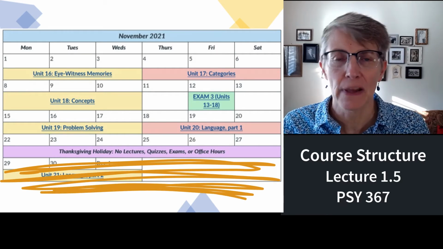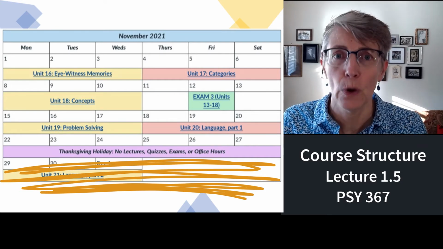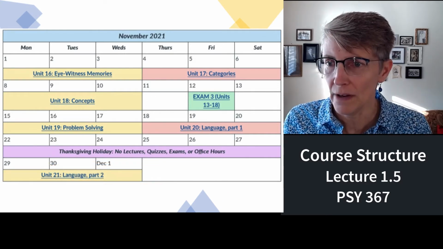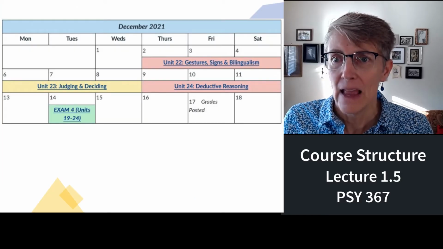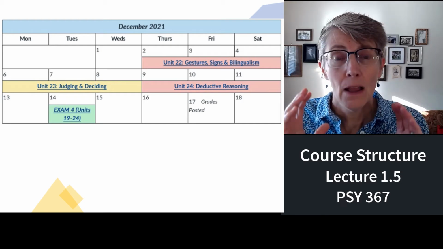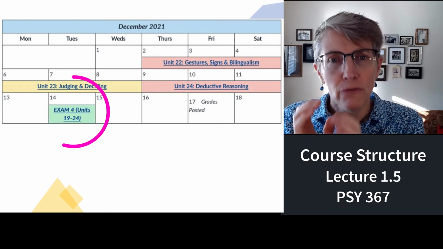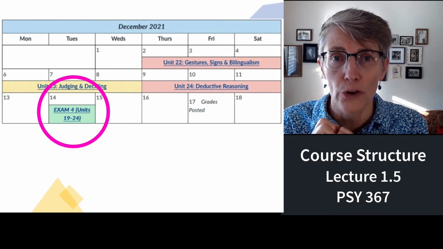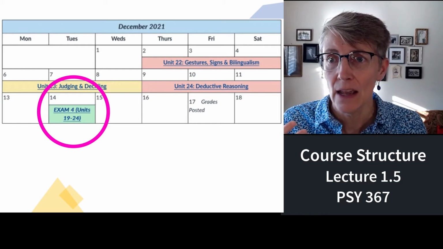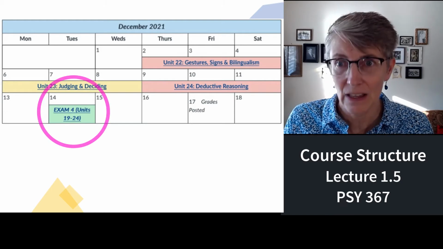Usually by that time in the semester, everybody's pretty exhausted, so I'm giving you the whole week of Thanksgiving off. There are no units due that week. When you come back from Thanksgiving break, you'll have Unit 21 on language, and then a couple more units, and then we're done. Our final exam is not a cumulative final exam. It is the fourth exam that covers the last quarter of the semester. And our fourth exam will be given on Tuesday, December 14th, anytime during that 24-hour period. And that's the structure of the class.